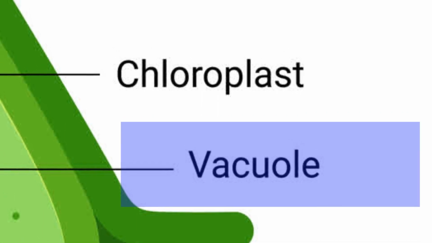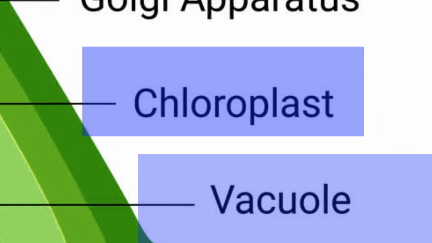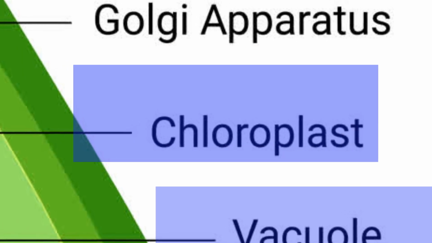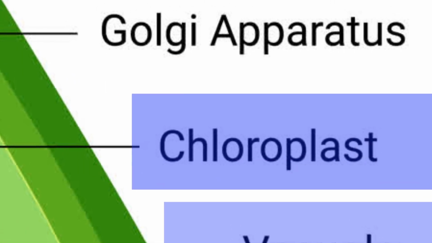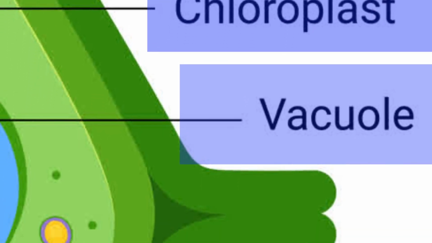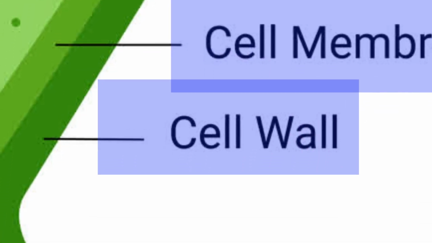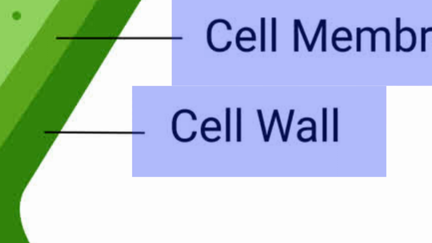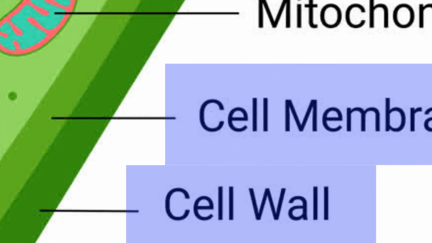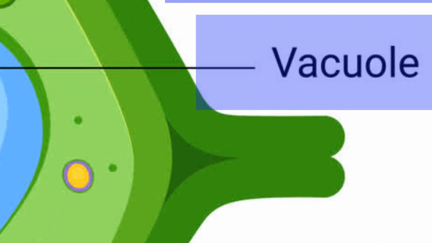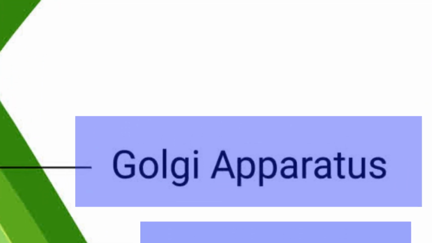So next we have the chloroplast, and the chloroplast helps the cell to look green, and this is also where all the photosynthesis occurs. So next we have the cell wall. So the cell wall is like a rough outer layer that gives the cell stability and structure. So next we have the Golgi apparatus, and the Golgi apparatus is like a mailbox for the cell. It transports nutrients all around the cell.